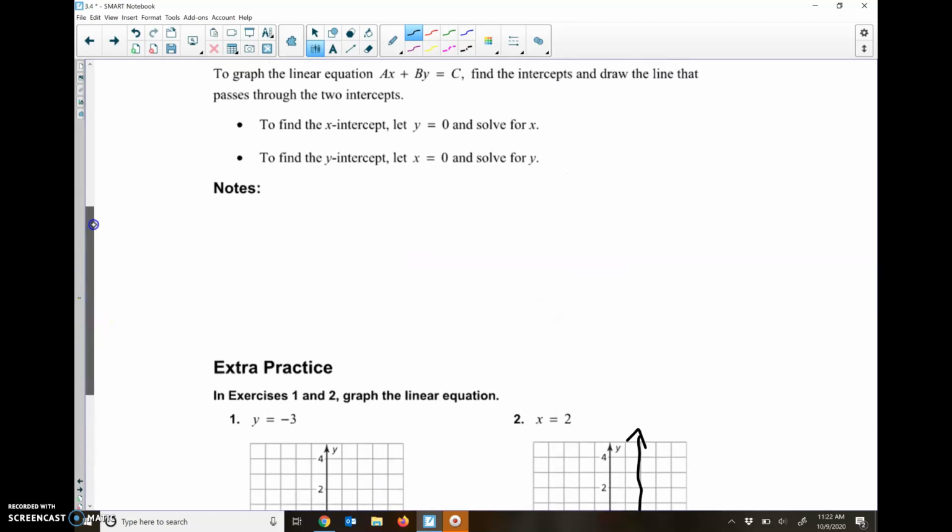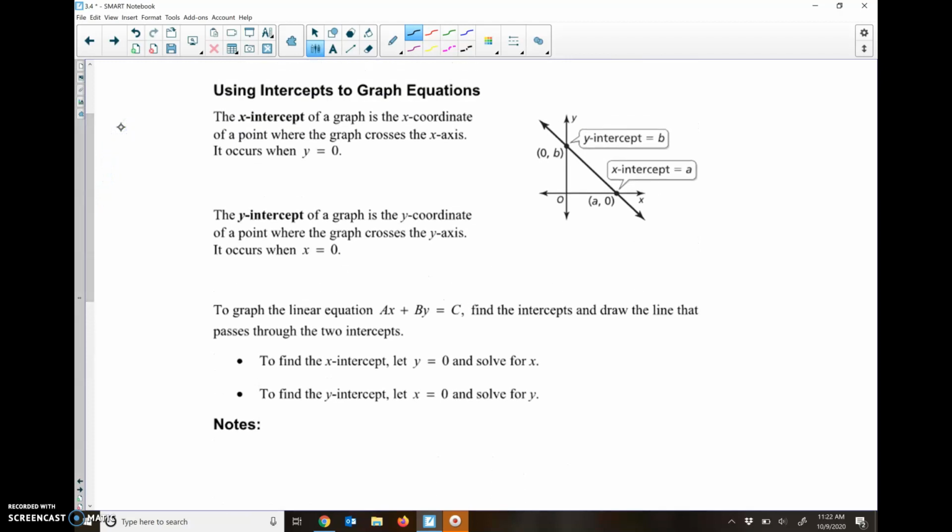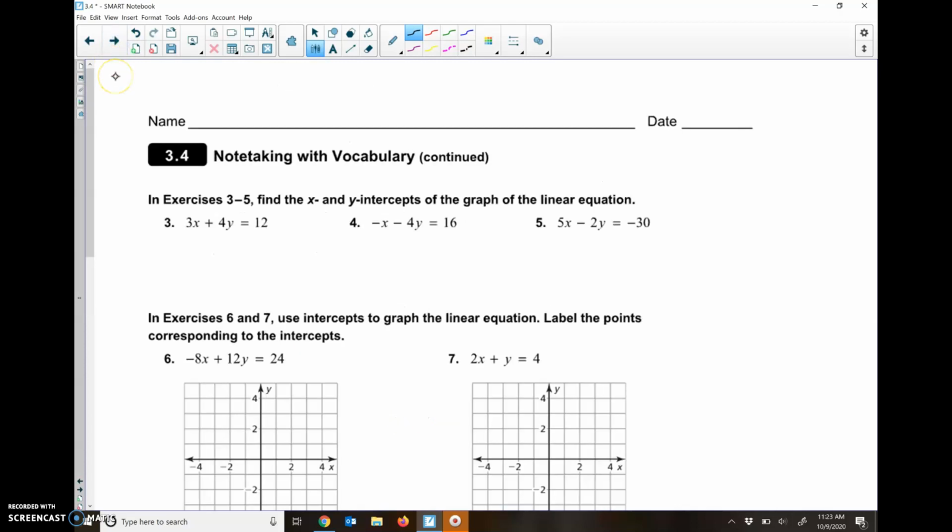Okay, and let's go back and talk about intercepts for a second. We're finding our x-intercept and our y-intercept, and then connecting the 2 dots. The x-intercept, if you remember, is where your graph crosses your x line. The y-intercept is the other one, where the line crosses your y line. And it gives us a hint here. When we're finding the x-intercept, we make y equal 0. And the other way around, when we find the y-intercept, we make x equal 0. I'll show you what that means when we look at these problems here.